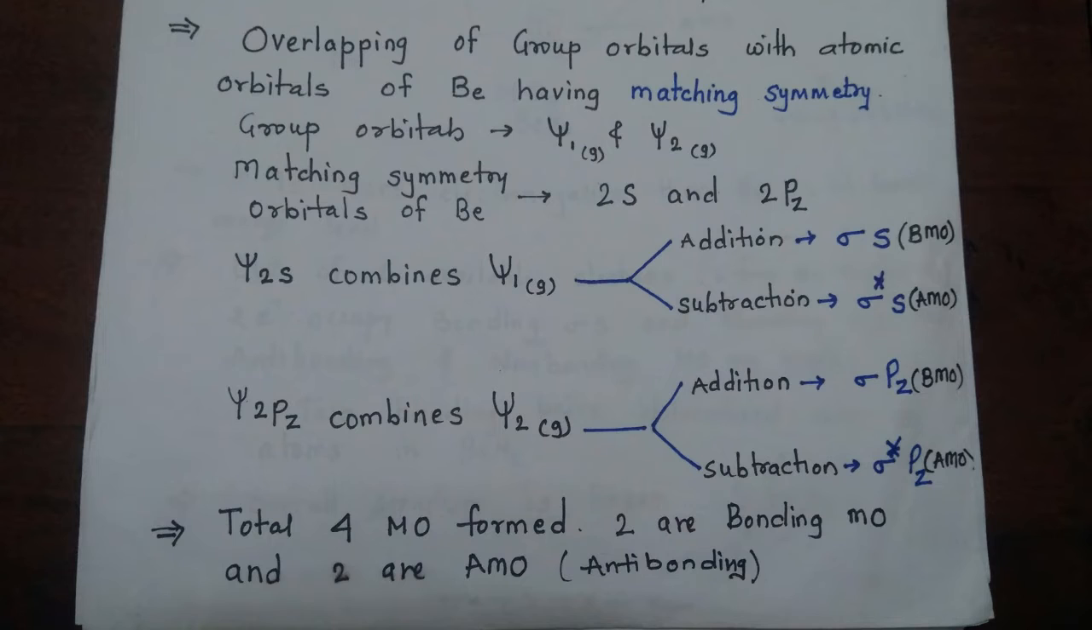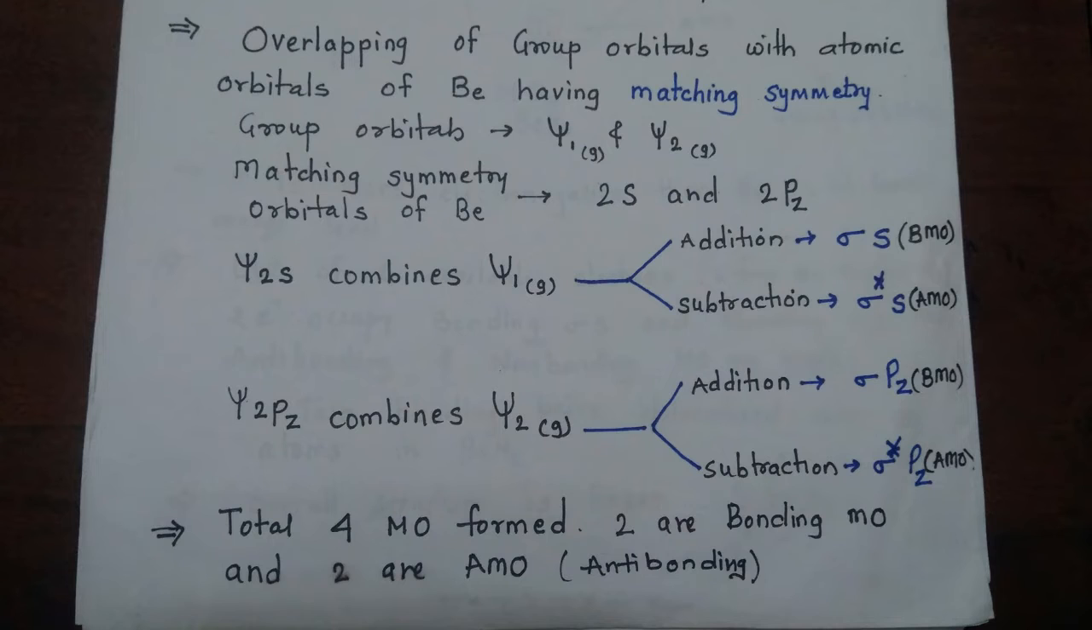Here psi 2s, which is the wave function of the 2s orbital from the central atom beryllium, combines with group orbital psi 1 and gives us two molecular orbitals. One is a bonding molecular orbital, and the other is an anti-bonding molecular orbital. As they originate from the s orbital, they will have sigma symmetry. So sigma s and sigma star s are the two molecular orbitals formed by the first combination.